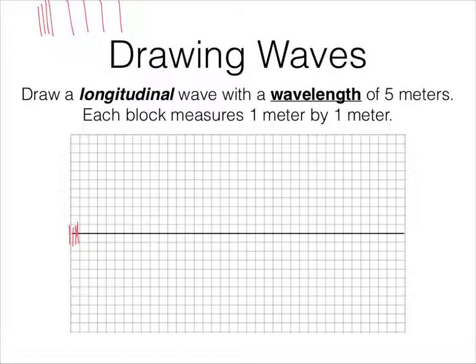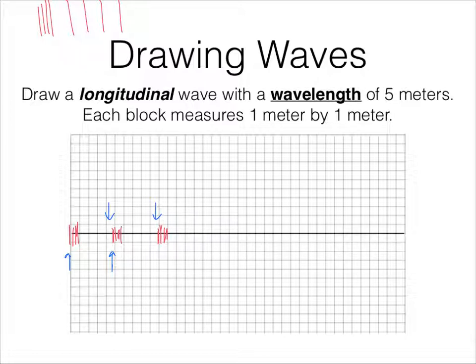And so I'm going to go ahead and draw in both of those compressions. So 1, 2, 3, 4, 5. So here's the starting point of my next compression. And so I draw in my next compression. And then 1, 2, 3, 4, 5 later, I'm going to draw in my next compression. If you'll double check, from here to here is 5 blocks. From here to here is 5 blocks. And so I have set my wavelength at 5 meters.